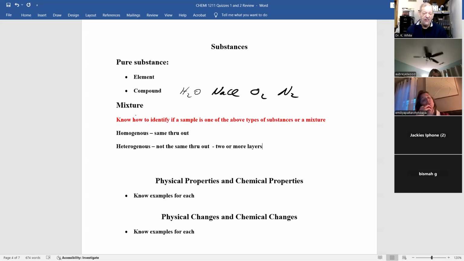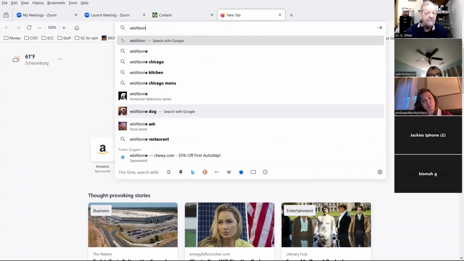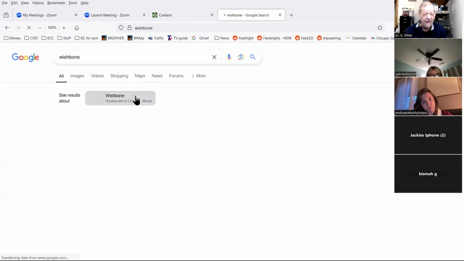Now, another example of something that's heterogeneous is if you ever look at oil vinaigrette dressing. I make my own, but my mother, when she was alive, her favorite one, let's see if I can get to that. Not that I get any kickback from this company.